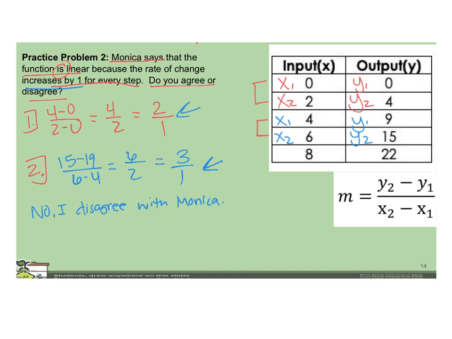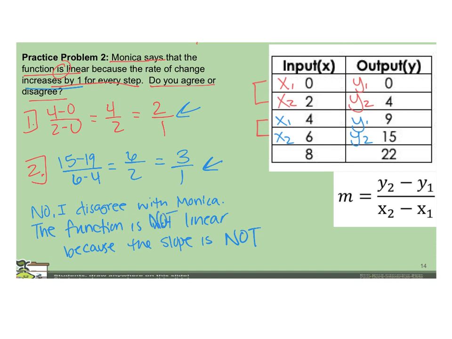So I'm just going to put the reason that I know for sure. The function is not linear because the slope is not constant or the rate of change is not constant. So it is not linear because it is not constant.